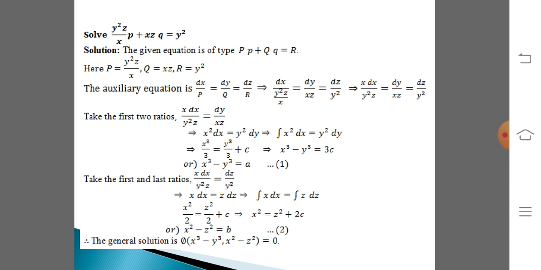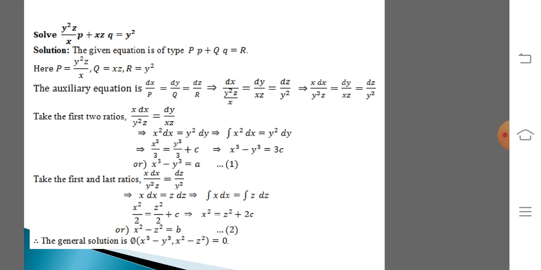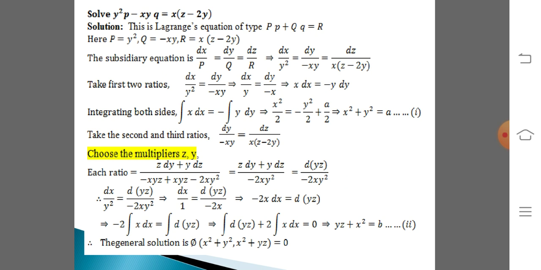So the first and second equations are of the form u of x comma y equal to c1, v of x comma y equal to c2. Therefore, the solution will be phi of u comma v equal to 0, that is phi of x cube minus y cube comma x square minus z square equal to 0, which is the solution of the given Lagrange's equation.